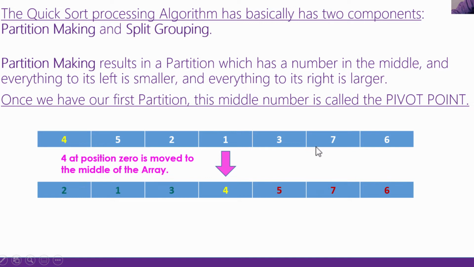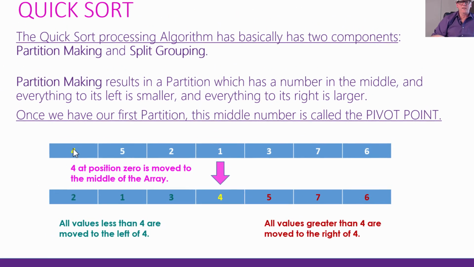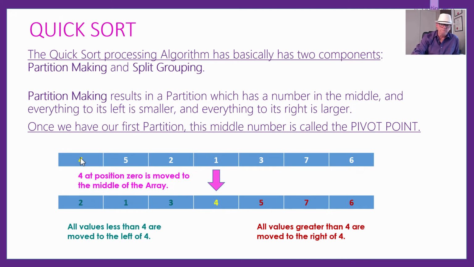So we had 5, 7 and 6. They were all bigger than 4, so they end up to the right of 4. Okay, and this is called partitioning. What we've done is we've taken 4 and decided let's find everything that's smaller than 4 and put that on the left, at the start of the array. Let's find everything that's bigger than 4 and put that towards the end of the array, okay? So this is the method for quicksort.